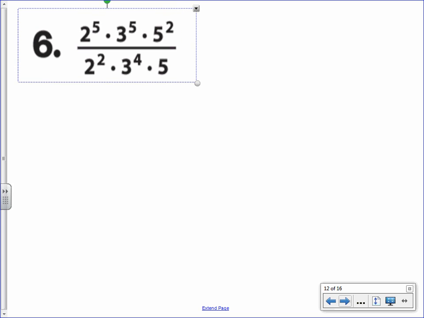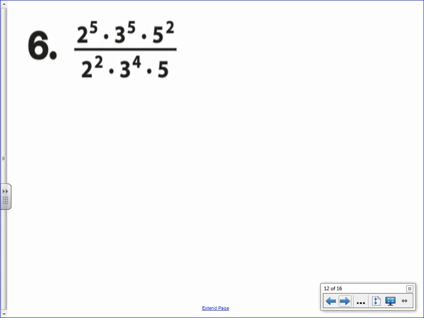A little bit different. Okay, a little bit different. 2 to the 5th times 3 to the 5th times 5 squared divided by 2 squared times 3 to the 4th times 5. First thing I would do is put that 1 right there. Next thing I'm going to do, if I had a highlighter, I would use my highlighter, but I don't have it anymore, so I'm going to circle and group these together. My 2s have the same base. My 3s have the same base. And then I have powers with 5 as the base.